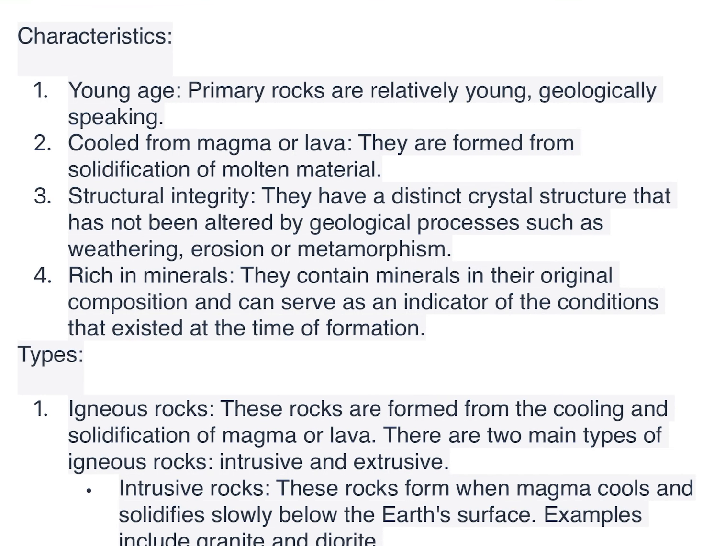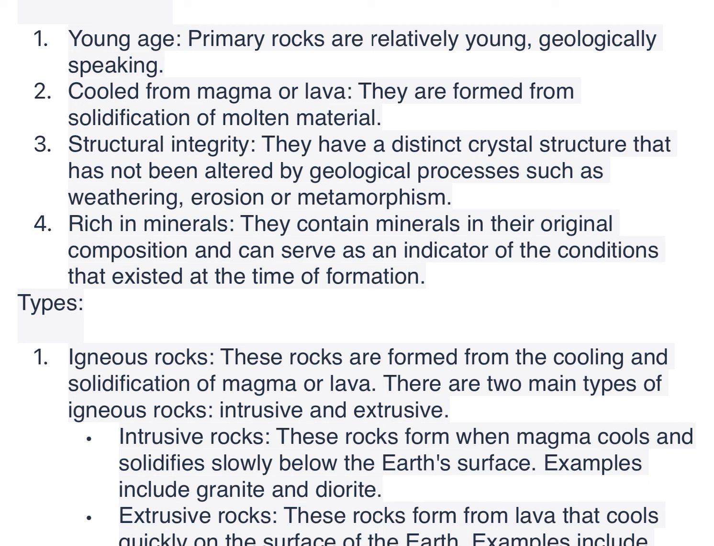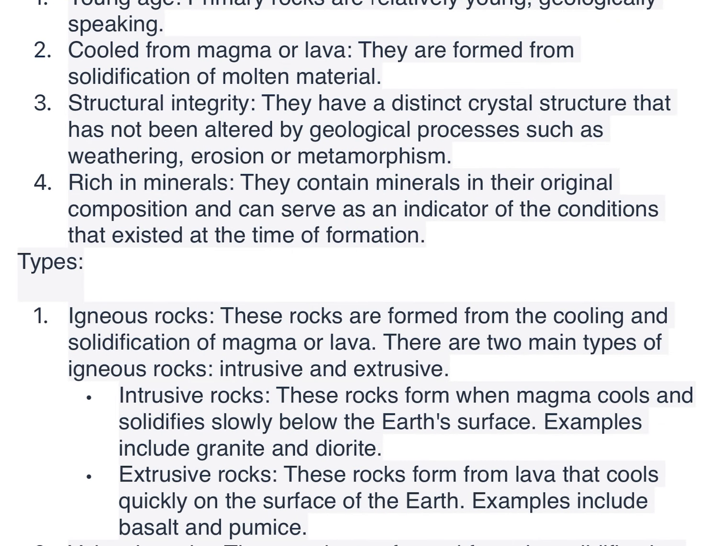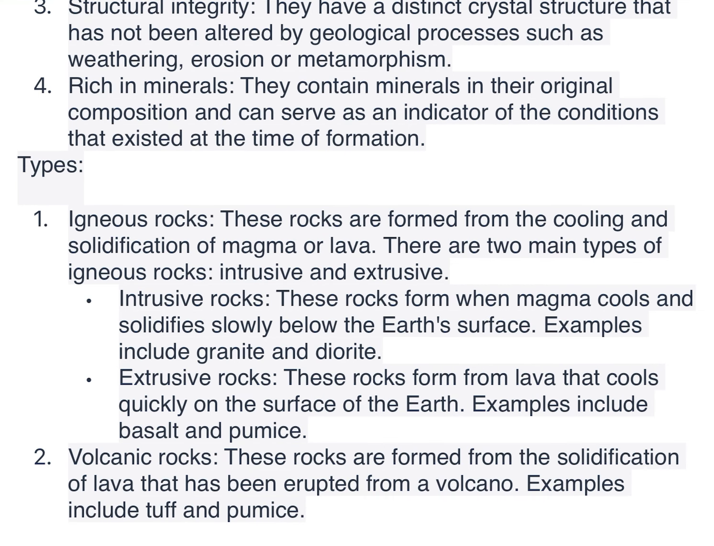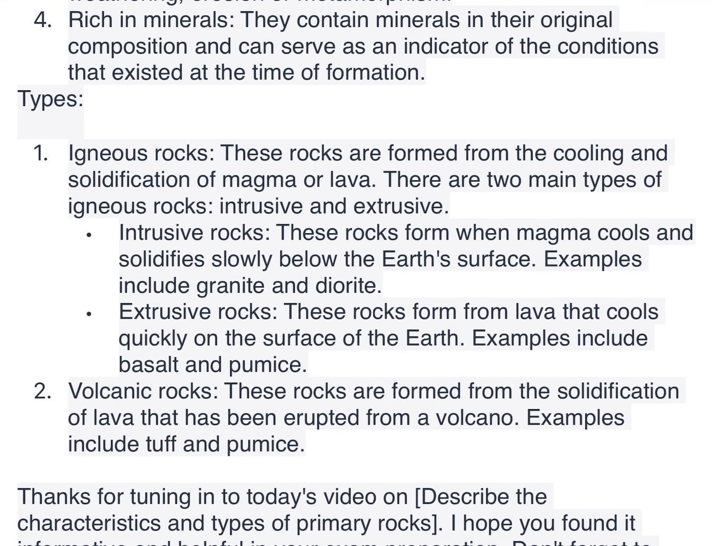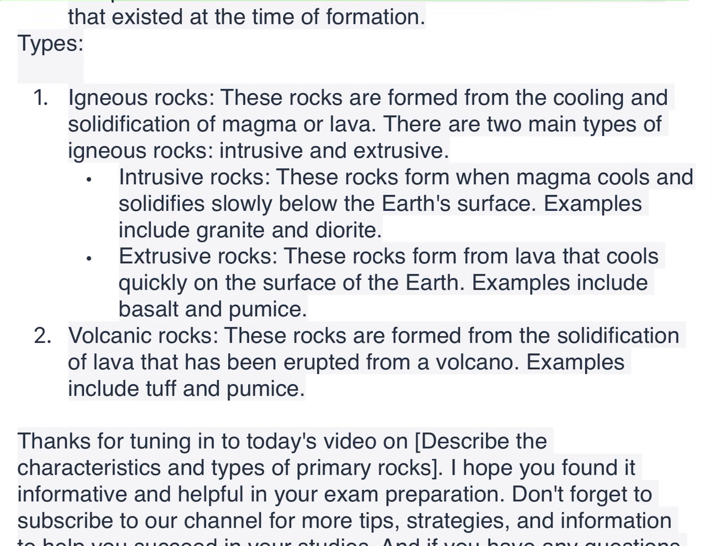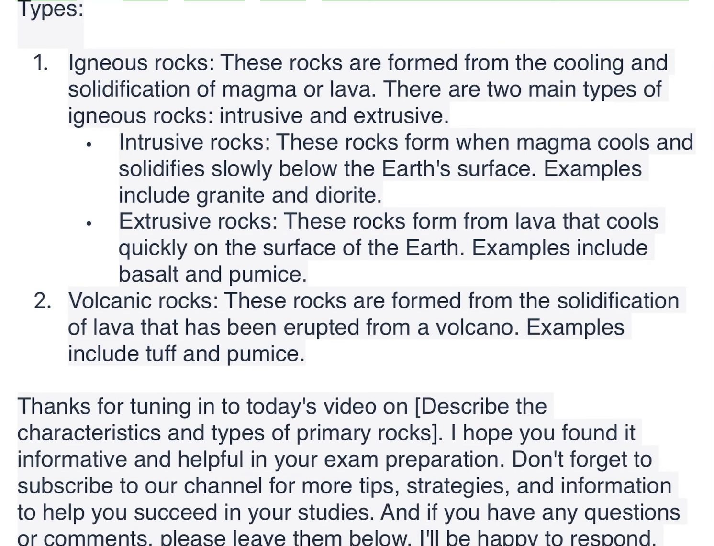Structural integrity. They have a distinct crystal structure that has not been altered by geological processes such as weathering, erosion or metamorphism. Rich in minerals. They contain minerals in their original composition and can serve as an indicator of the conditions that existed at the time of formation. Types: igneous rocks. These rocks are formed from the cooling and solidification of magma or lava. There are two main types of igneous rocks: intrusive and extrusive.